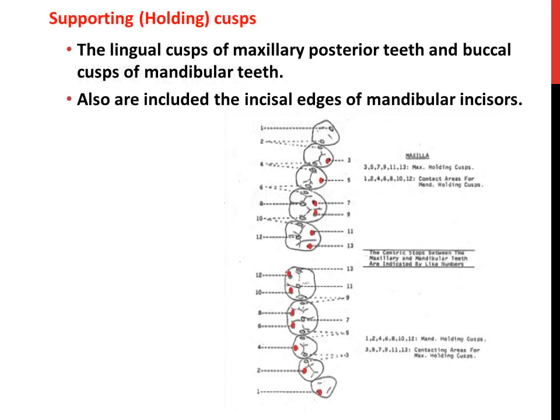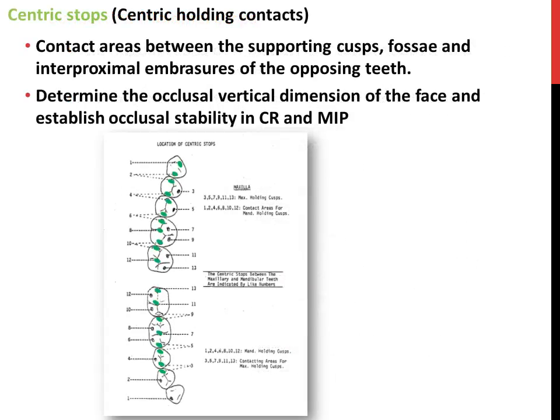Supporting cusps or holding cusps are the lingual cusps of maxillary posterior teeth and the buccal cusps of mandibular posterior teeth. Also included as a supporting cusp are the incised ledges of mandibular anterior teeth. Centric stops, centric holding contacts. These are the opposing cusp fossa contacts that maintain the occlusal vertical dimension between the opposing arches.